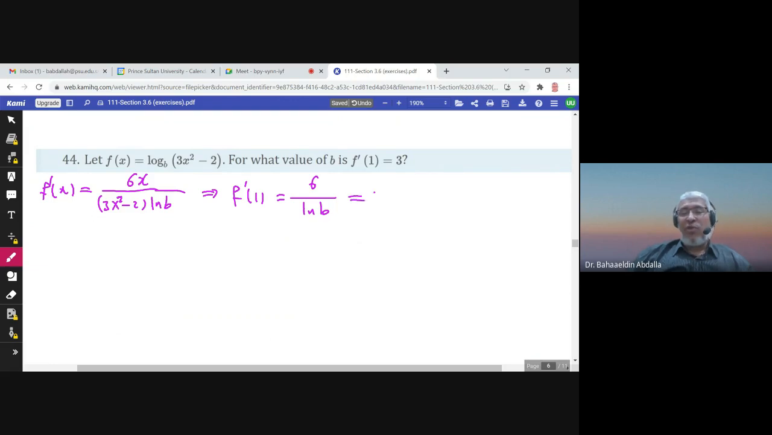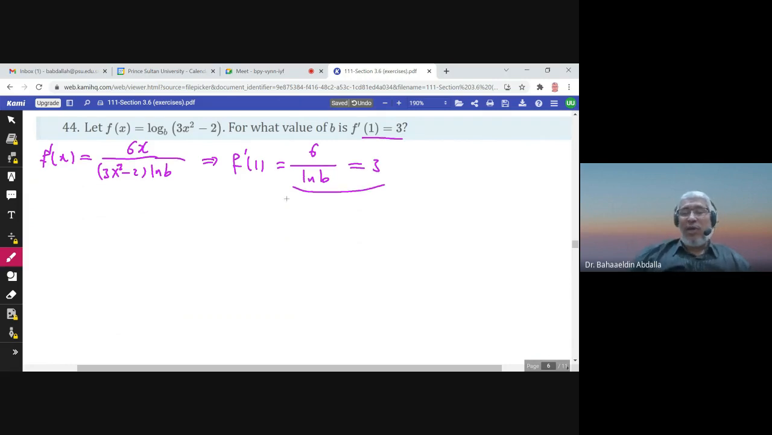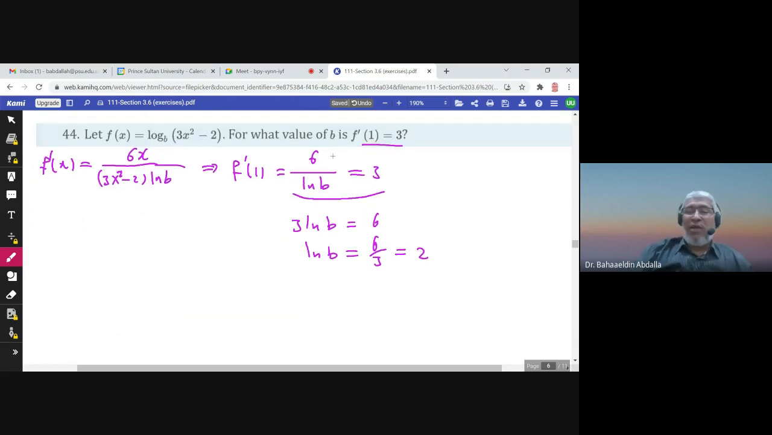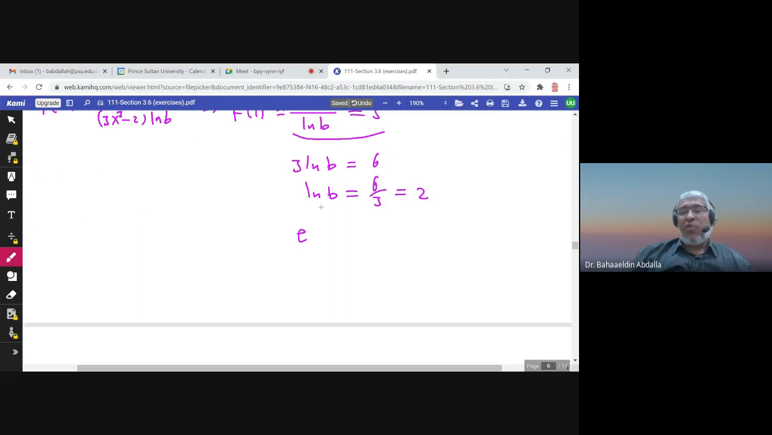This should be equal to 3 according to the question. So now I need to solve this equation. Multiply, so 3 ln b would be 6, or ln b would be 6 over 3, which is 2. ln b equals 2, but I need b, so I can raise both sides to the base e, and then e cancels ln, and b would be e squared. Of course, if you know how to change from logarithmic form to exponential form, you can immediately get the answer. b equals e, which is the base of ln, to the power 2.